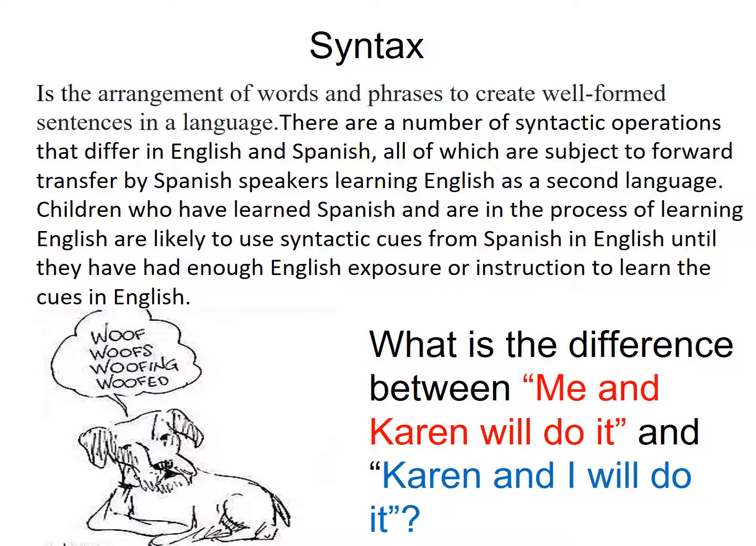For example, if I say, me and Karen will do it, instead of Karen and I will do it, the difference in meaning is minimal. However, Karen will be more likely to agree to cooperate if I use the first expression than if I use the second one, because the first one sounds friendlier and therefore more encouraging.